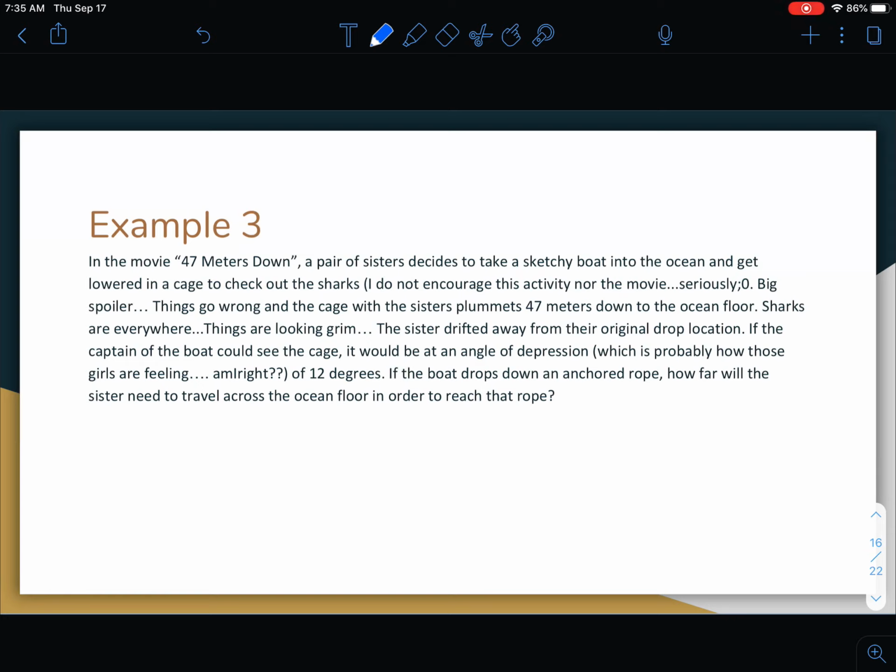Big spoiler, if you didn't know, things are going to go wrong and the cage with the sisters will plummet 47 meters down. Get it? That's the title. To the ocean floor.